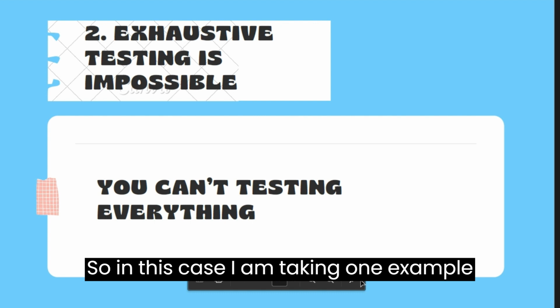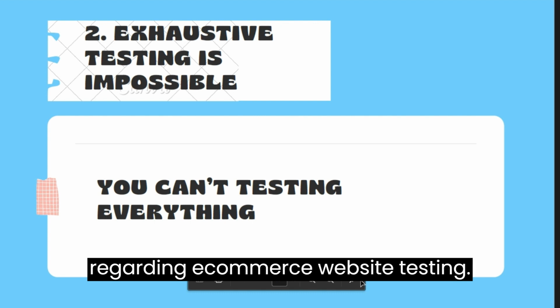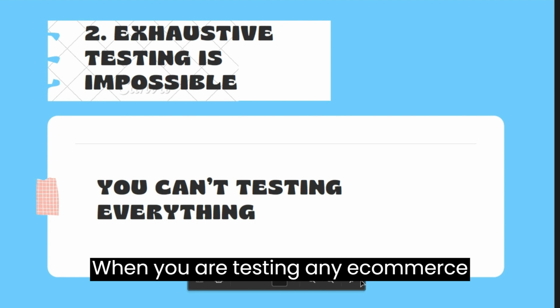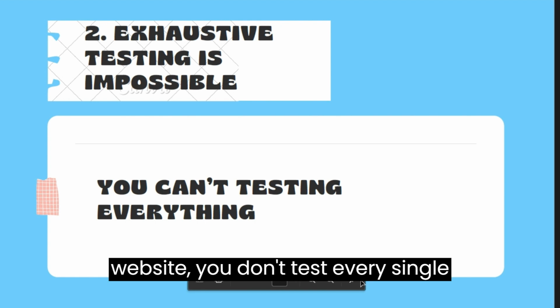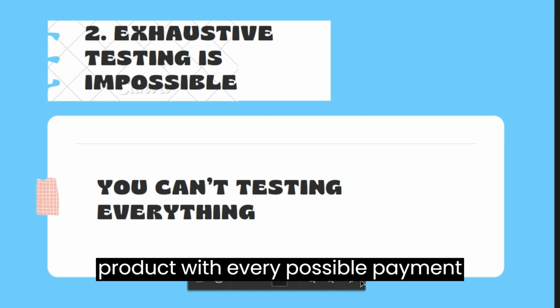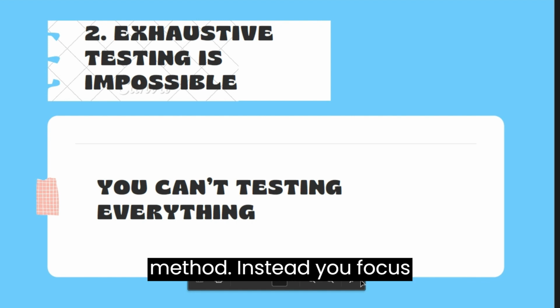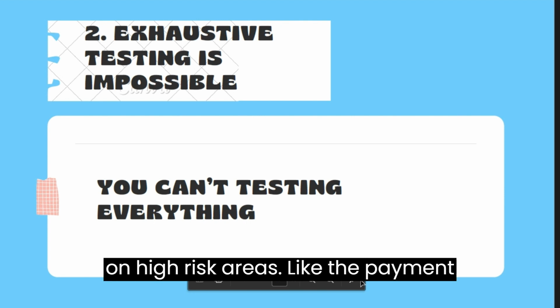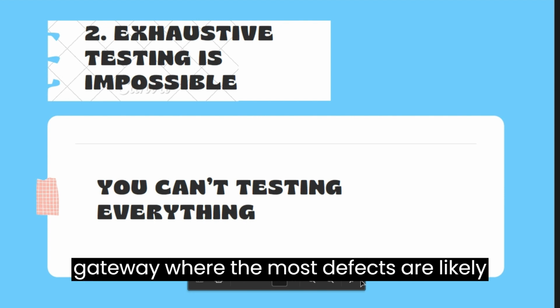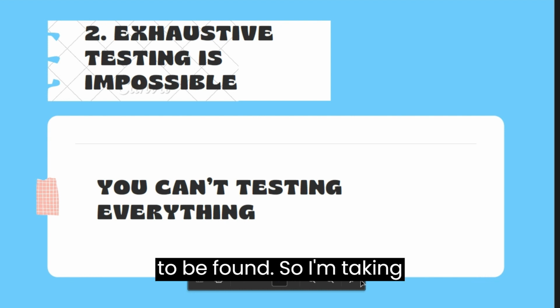So in this case, I am taking one example regarding e-commerce website testing. When you are testing an e-commerce website, you don't test every single product with every possible payment method. Instead, you focus on high risk areas like the payment gateway where the most defects are likely to be found.